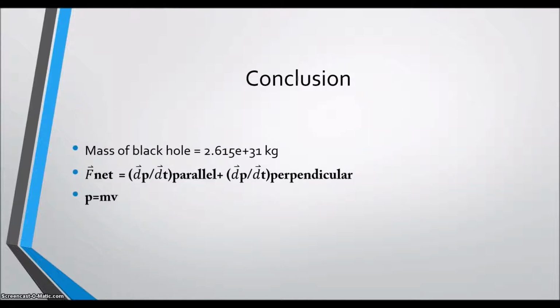In conclusion, in this lab we used the momentum principle of Fnet equals dp/dt parallel plus dp/dt perpendicular and Newton's law of universal gravitation to find the mass of the black hole, which was 2.61 times 10 to the 31 kilograms.